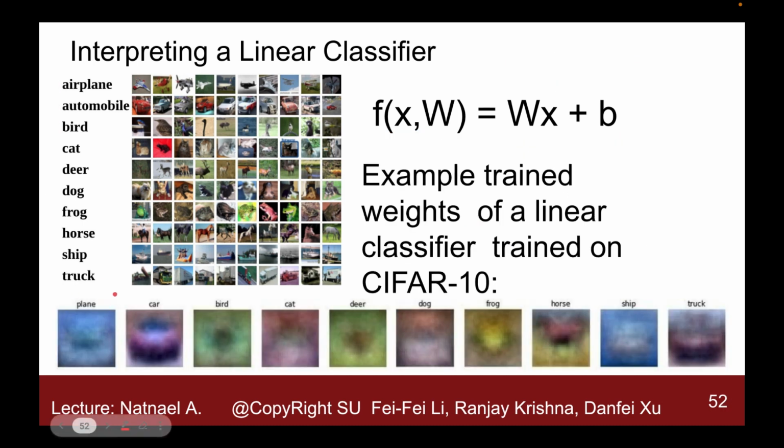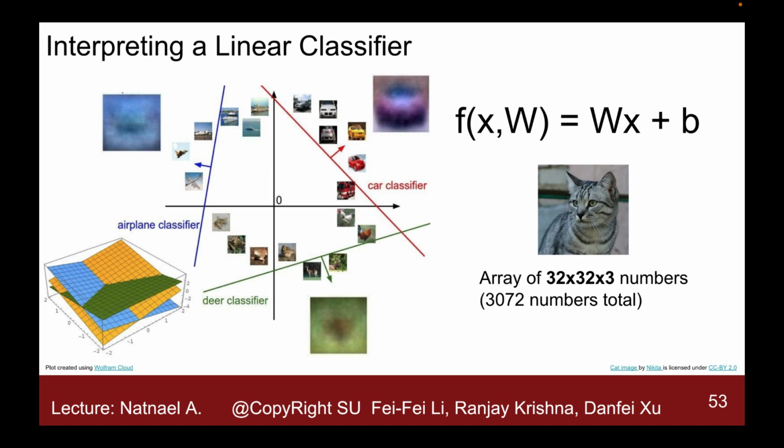So this at the bottom is how f of x, w, which is Wx plus b, yields a feature space basically. So for plane, for car, for bird, for cat, it generates this kind of maps, and from those maps, the one with the smallest distance from the target image will be used, and the label of that corresponding image will be assigned to the new image. We have already discussed this one.